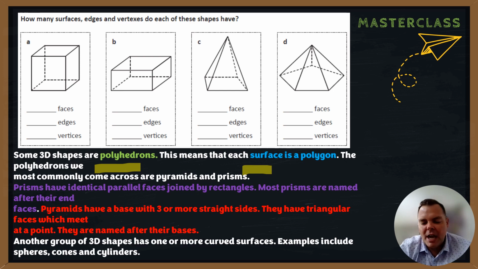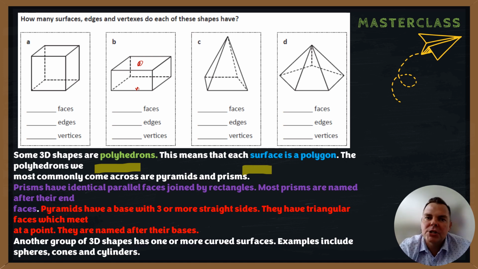So some 3D shapes are polyhedrons. This means that each surface is a polygon. The polyhedrons we most commonly come across are pyramids and prisms. Prisms have identical parallel faces. What it means is this face is generally the same as the face that sits underneath it. So the top of it is the same as the bottom, okay? That's what we see when we see those.